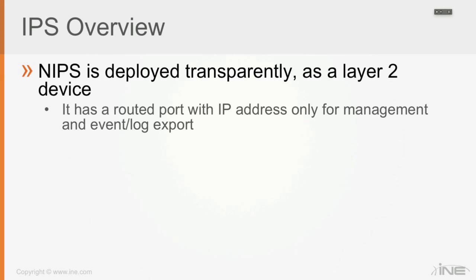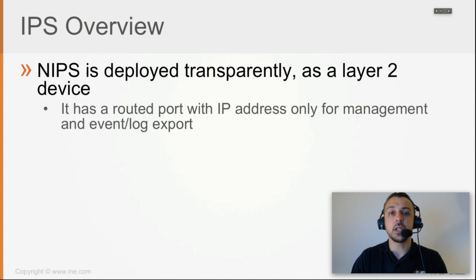So NIPS is going to be deployed transparently as a layer 2 device. One of the main reasons is that we don't want to inject it as a layer 3 device, because it's not a system which is used to route packets back and forth. It's just a security system we put in the network. So that's one reason we want it transparent, so there's no need for that device to route packets.